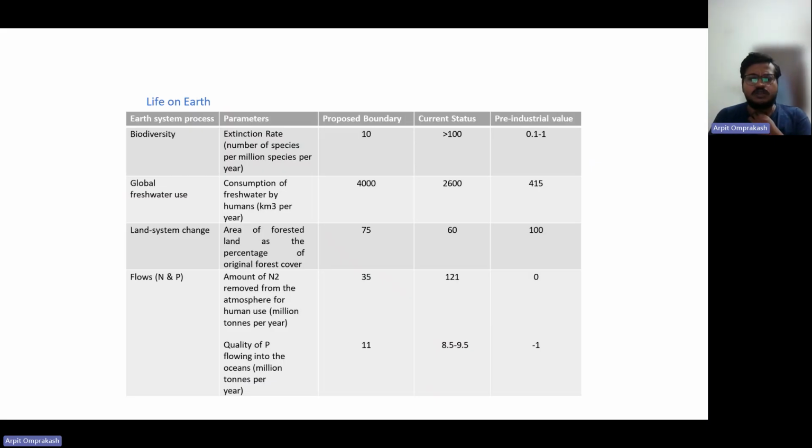Then for the different flows, which is the nitrogen and phosphorus cycle, the amount of nitrogen removed from the atmosphere for human use and the quantity of phosphorus flowing into the ocean. Right. So these are the two things that are quantified, and we see that we are within the boundary in the case of phosphorus, but for nitrogen, we are using a lot more nitrogen than we are supposed to. Right. So most of this nitrogen goes into things like fertilizers and other such things. Right.